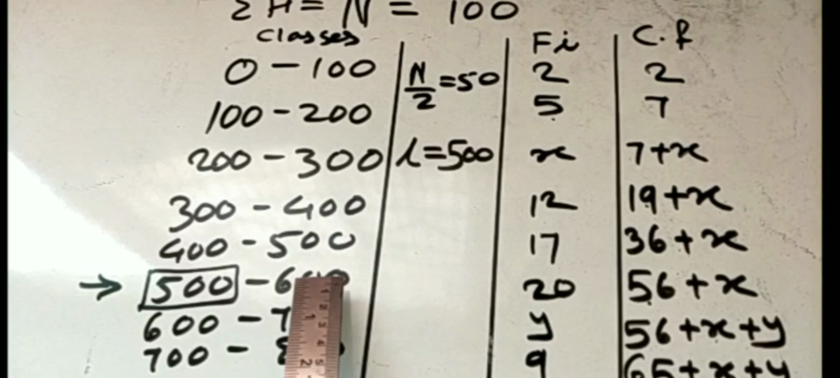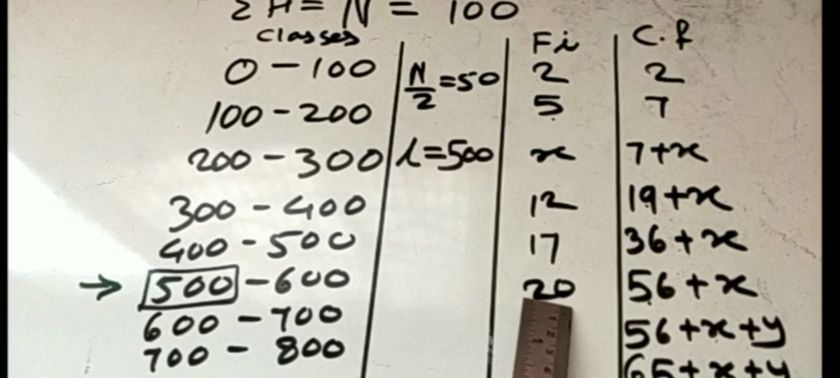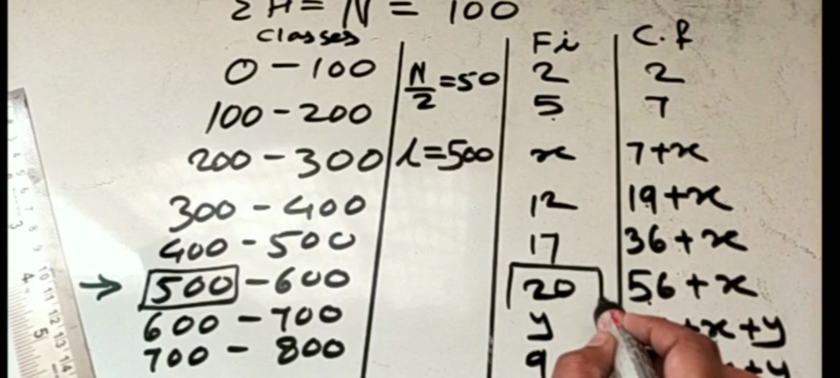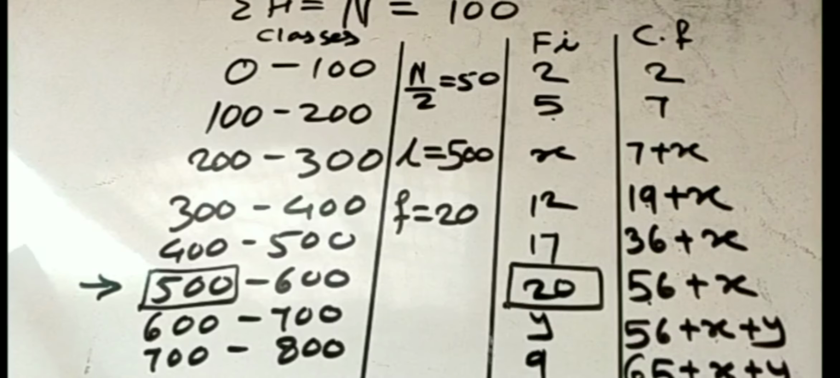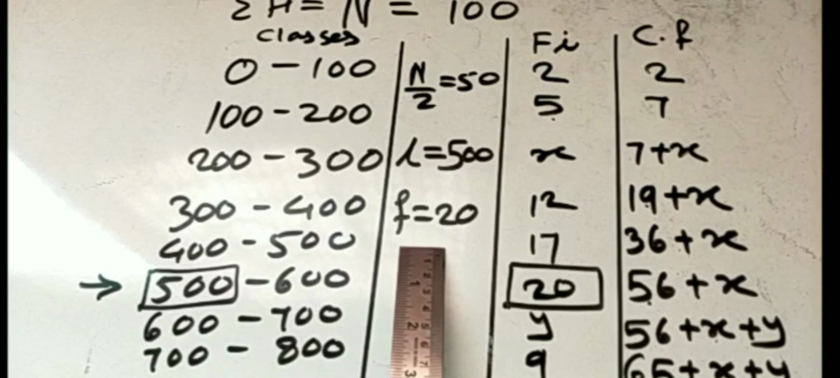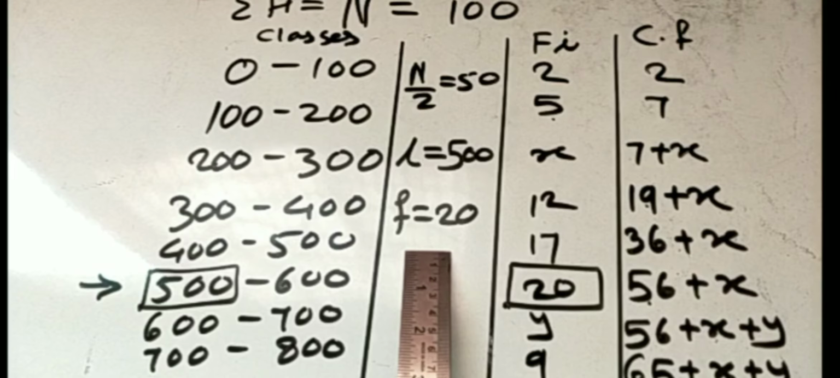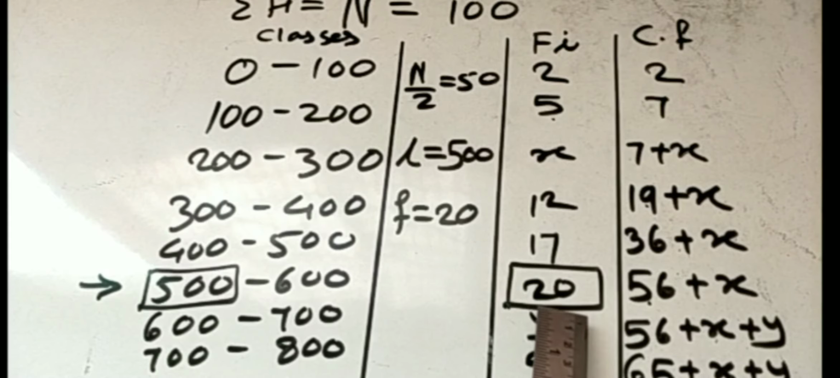The given frequency of the median class is 20, and therefore this will be the value of small f. So f is equal to 20. I have written the value of f also. And what will be the value of cf then? What will be the cumulative frequency here? Cumulative frequency means capital F, what will it be?